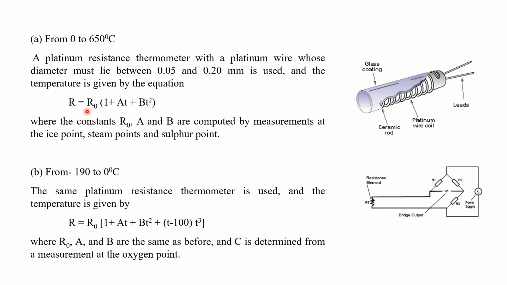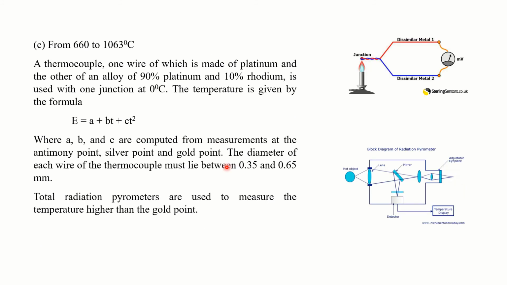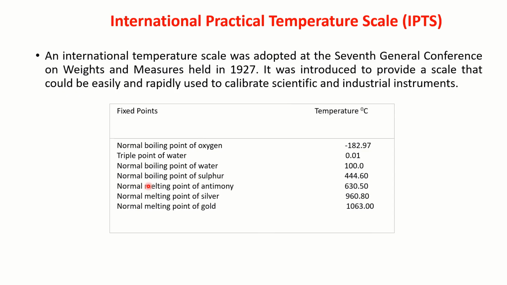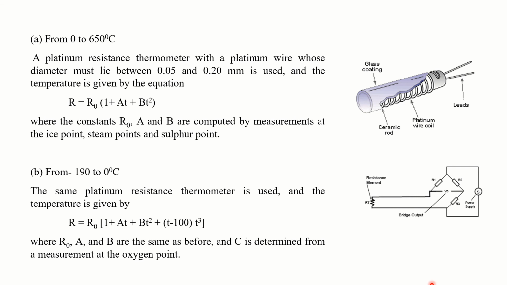Next, steam point. Put 100 degrees Celsius here. Measure the resistance, and I'll get the second equation. Sulfur point, 444.60. Measure the resistance and put that 444.60 here. So I got three equations. Solve these three equations and get the values of R0, A, and B.